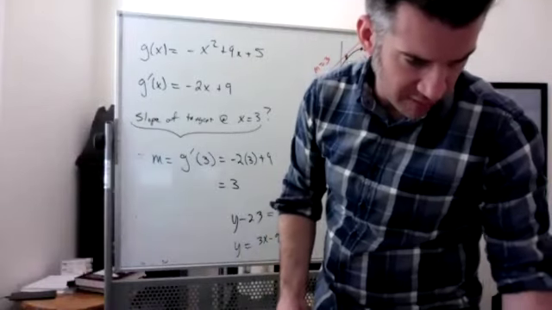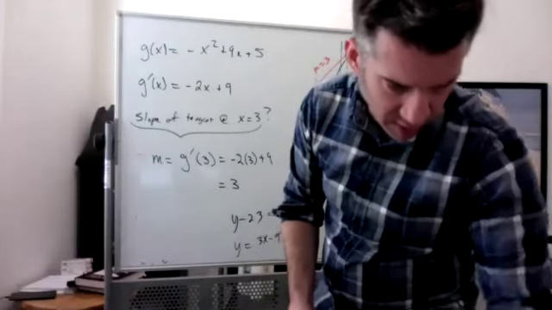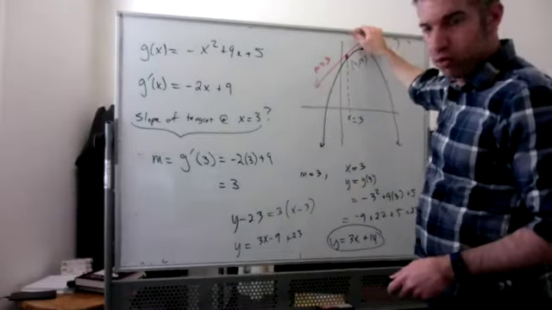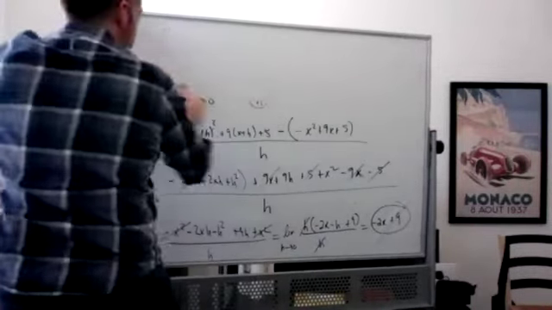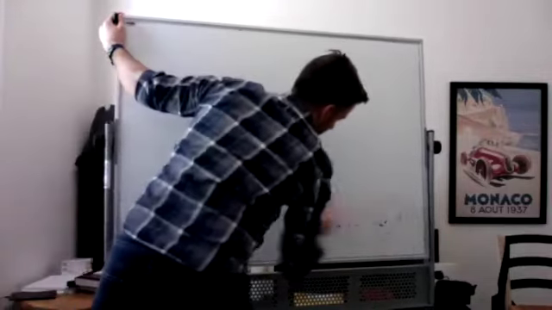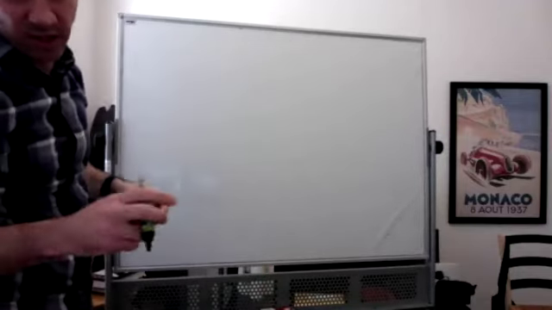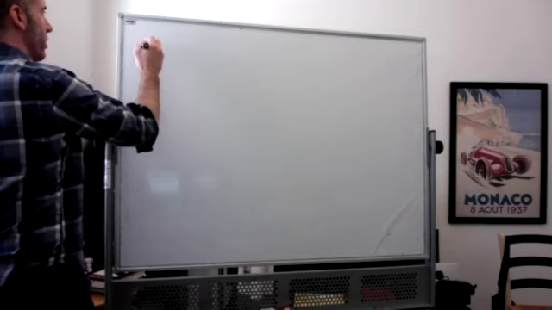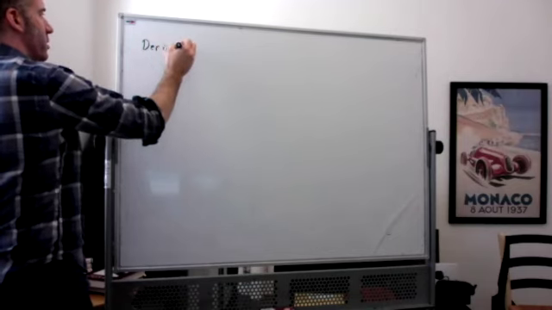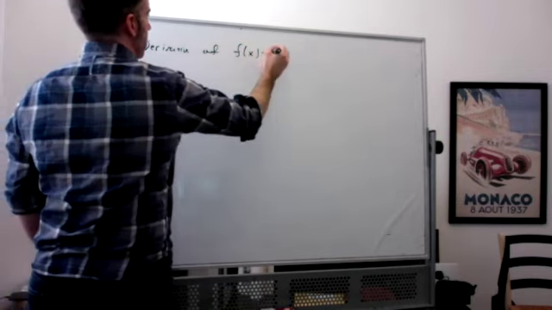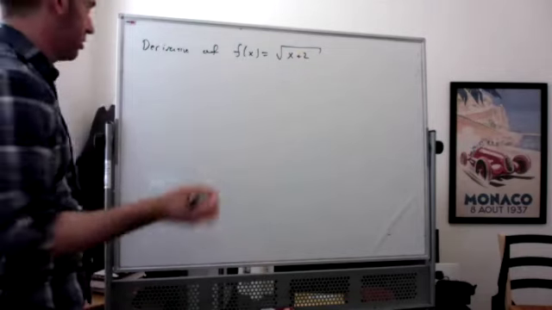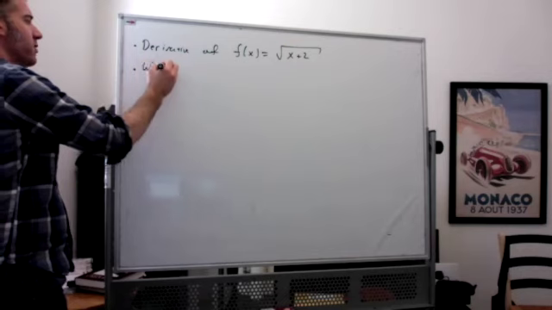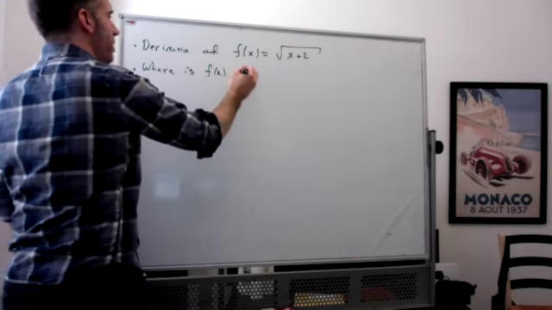All right, so that covers that. Let's look at some more limit definition of the derivative questions. All right, we got 20 minutes to do some stuff. I don't remember who asked this question, but the question was find the derivative of f of x equal to the square root of x plus 2 using the limit definition. And I'm going to tack on an extra question here. Where is this function differentiable?